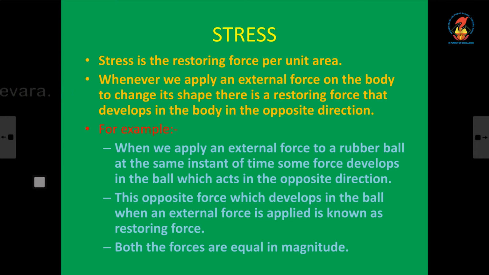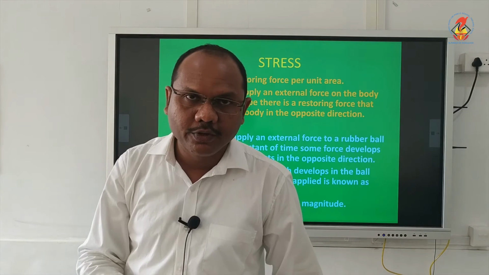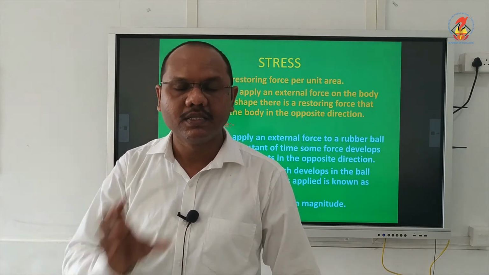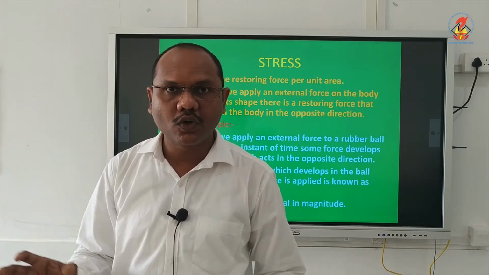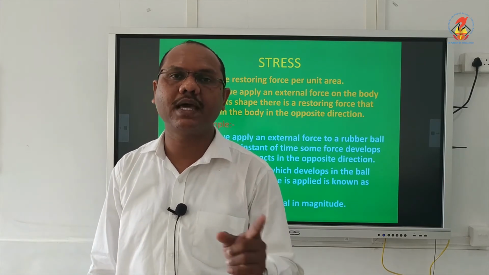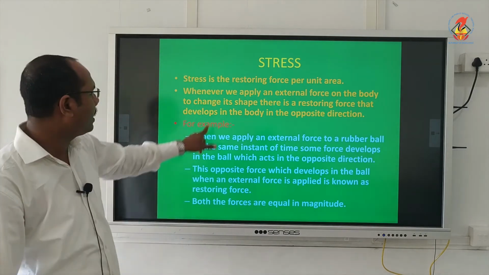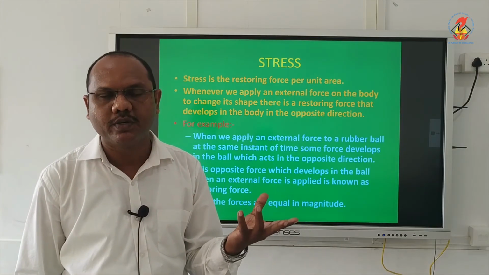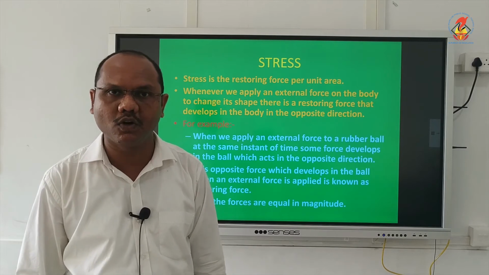So, what is meant by restoring force? It is the force which makes the body come back to its original position. That force is called restoring force. So, restoring force is always opposite to the direction of the applied force. That is what I have written in this statement. For example, when we apply an external force to a rubber ball, it changes shape. And there is a restoring force which acts in the opposite direction. This opposite force is known as restoring force, and both the forces are equal in magnitude. So, when I release my deforming force, due to the restoring force, the rubber ball comes back to the original shape.